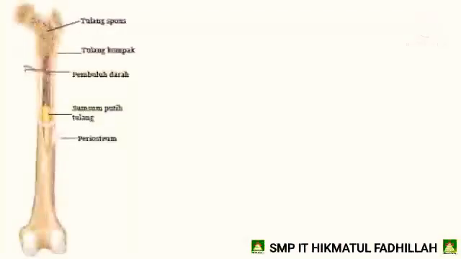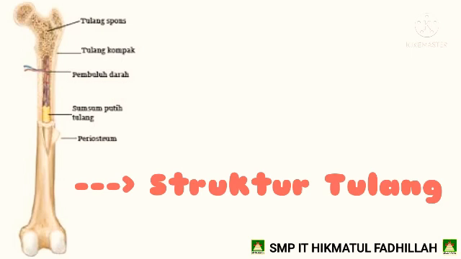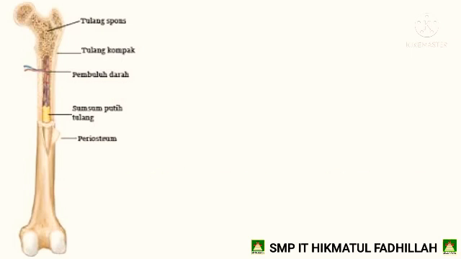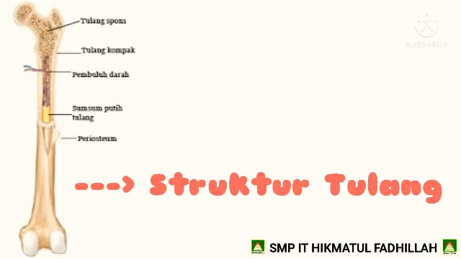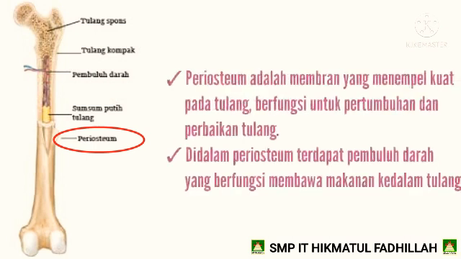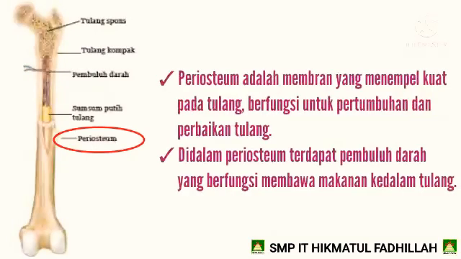In the human motion system, the bone structure consists of several layers. There are periosteum, compact bone, sponge bone, marrow cavity or medulla cavity, and cartilage. Periosteum is a membrane that is firmly attached to the bone, with the function of growth and repair of bones. The periosteum contains blood vessels that carry food to the bone.